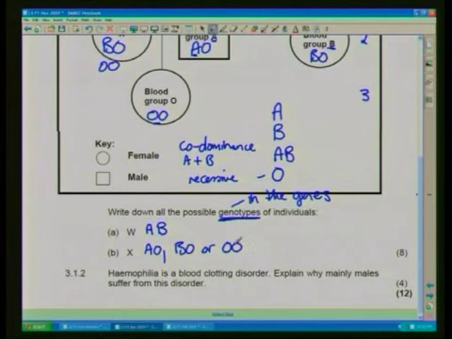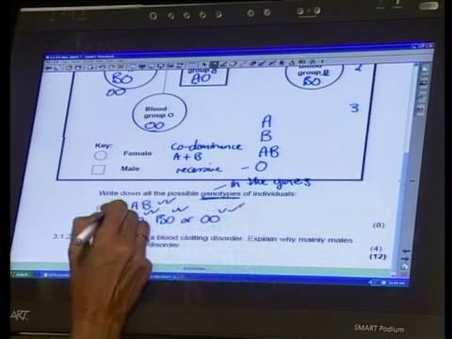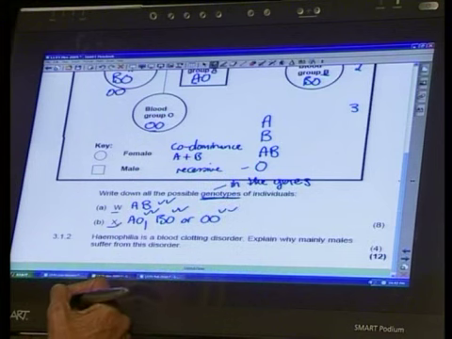And what they did here is they gave you 2 marks for each of these because they wanted to see that you understand the possible genotypes for W and for X. Does this make sense? It does. You happy, Mahan? I'm happy.